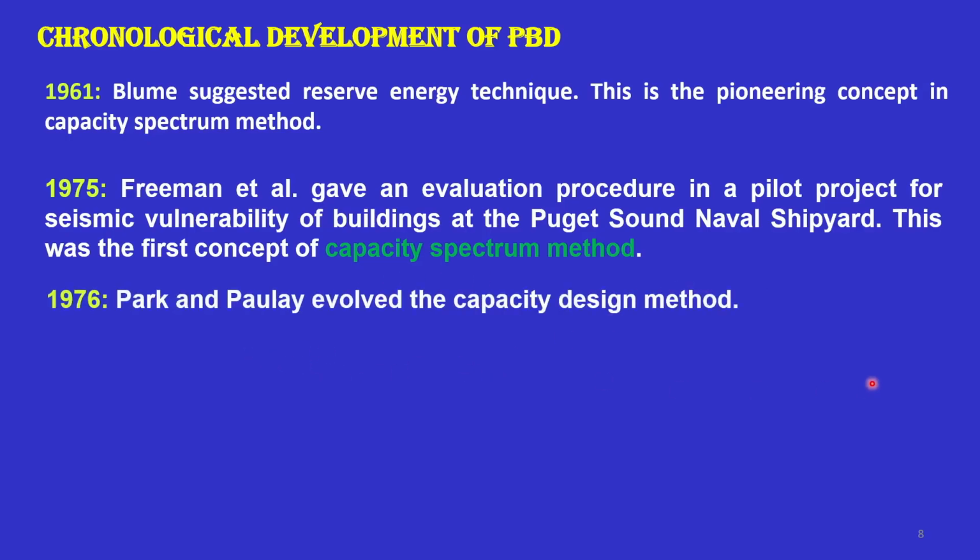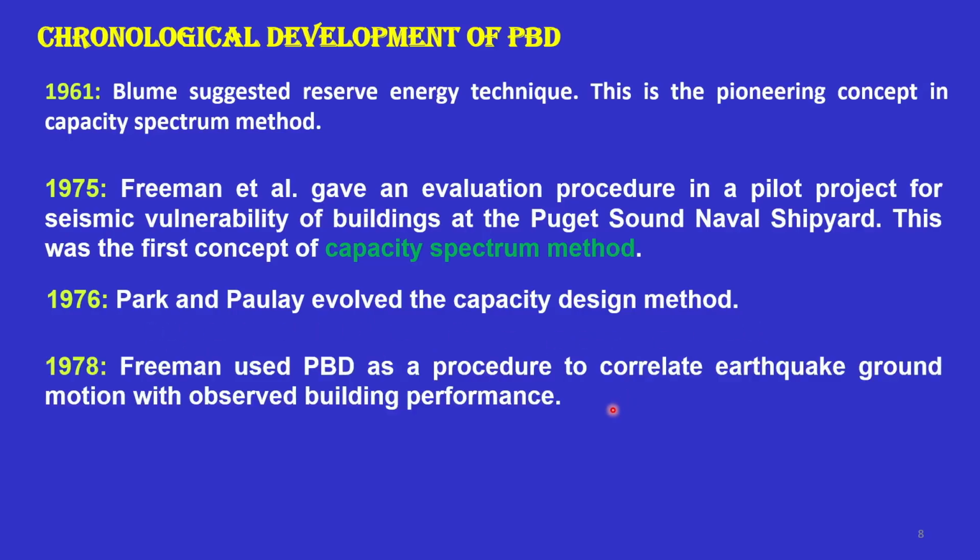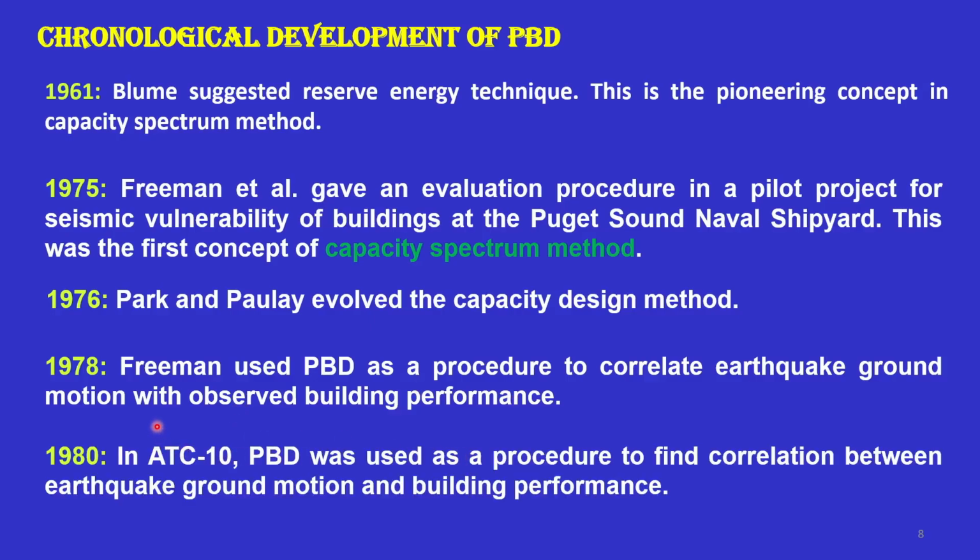In 1976, Park and Paulay evolved the capacity design method. This we have discussed in a previous video. Here we intend that certain members may fail in a certain mechanism, in certain nonlinear hinge formation, and certain members should not form the hinges at all. So this is done through the capacity design. In 1978, Freeman used performance-based design as a procedure to correlate earthquake ground motions with observed building performance. In 1980, ATC 10, the beginning of PBD, was used as a procedure to find correlation between earthquake ground motion and building performance.